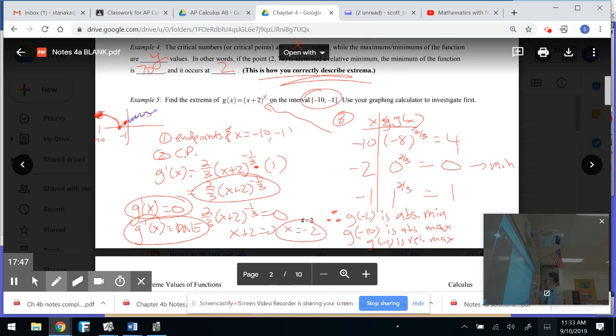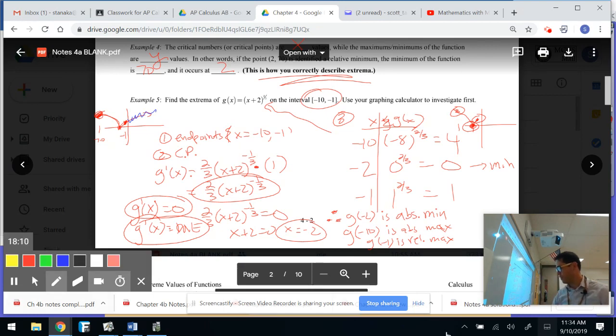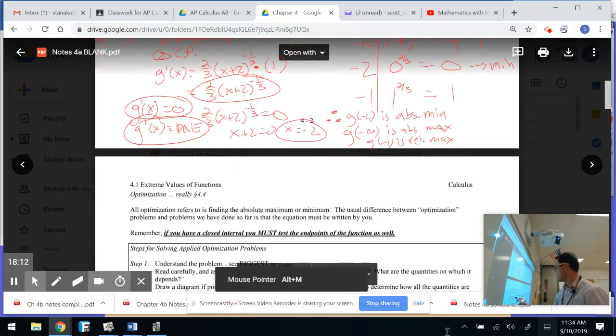And you know what I like to do after I do this is just to draw those guys, right? You have negative 10, comma 4. You have negative 2, comma 0. And you have negative 1, comma 1. And just draw it. Boom. Just connect the dots. And it's easy. That's the absolute max. That's the absolute min. That's a relative max. Relative to everything around it, that dude's a maximum. Okay? All right, hopefully that was okay.